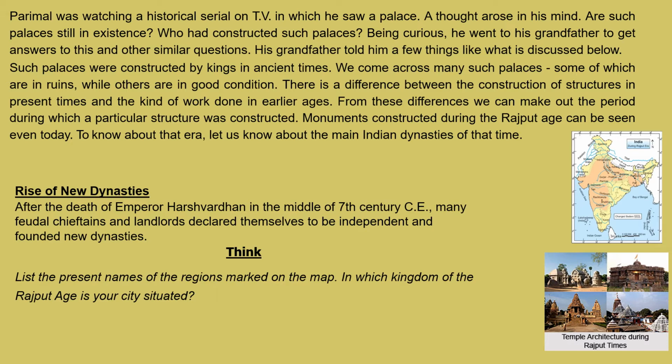Here on the right hand side, you can see the map given, children. It is there in the textbook, and you can see the different dynasties which were ruling during that period in our country. And below you can see the temple architecture during the Rajput time. So these are the different monuments made during the Rajput age.